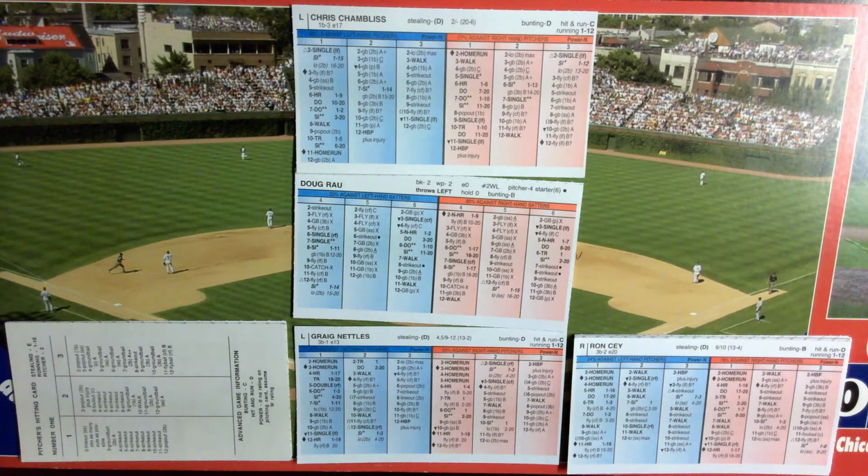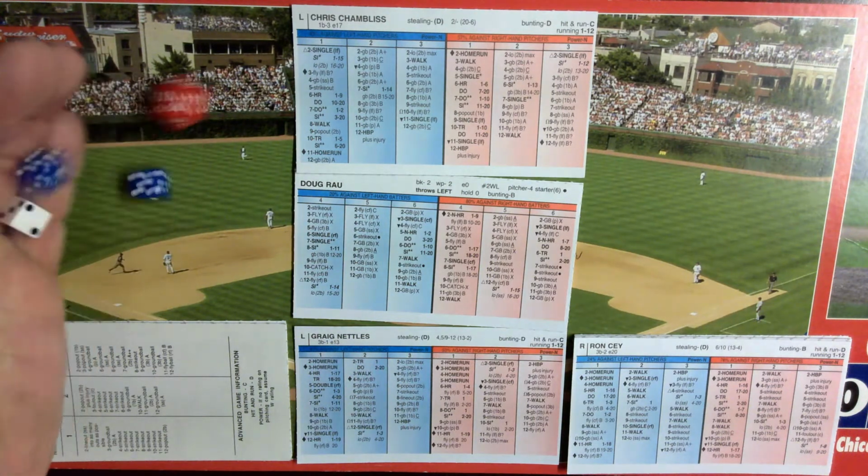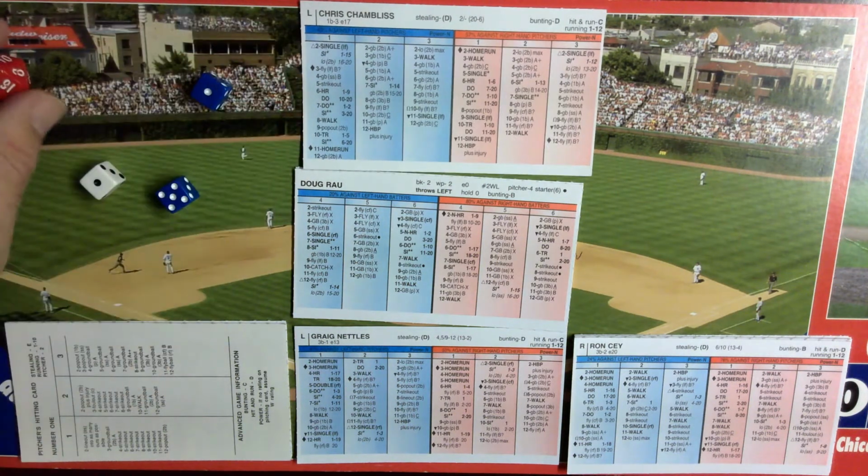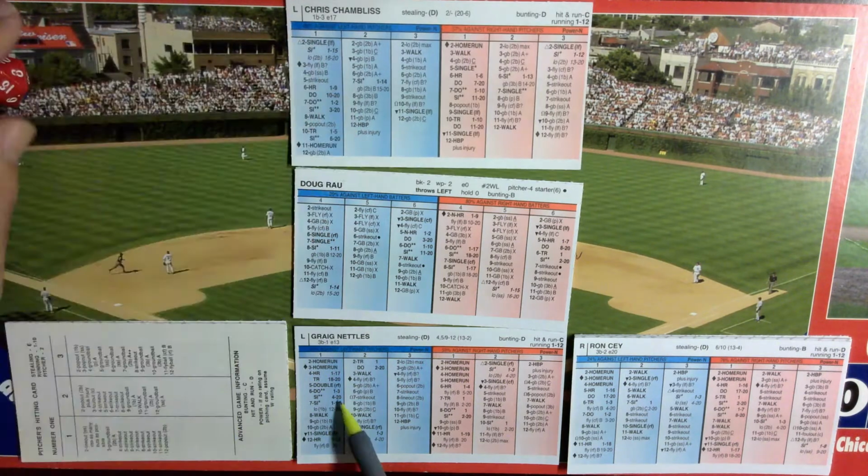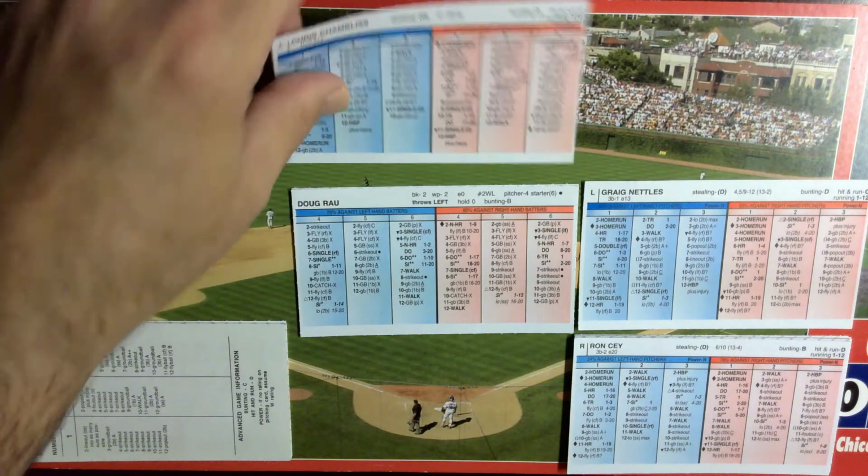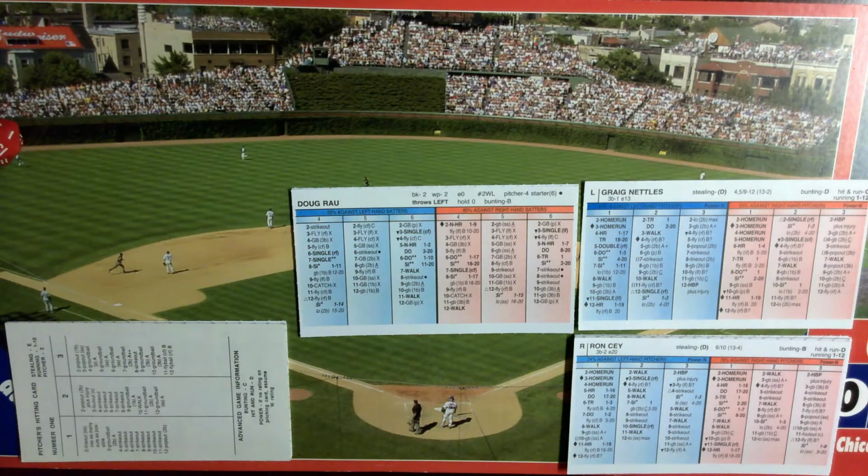There's a 1 and a 6 against a left-handed pitcher on both of those. So that's a 5. So Nettles is aboard with a 2-out single. Chambliss will score. And the Yankees have cut the lead to 3-2. So Nettles gets a hit and an RBI. Chambliss scores.